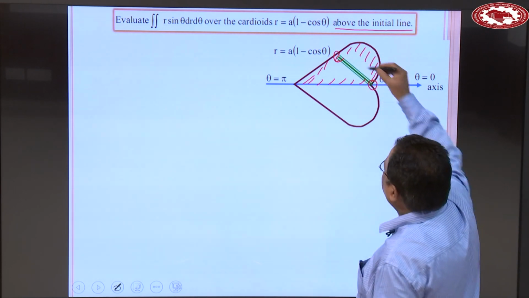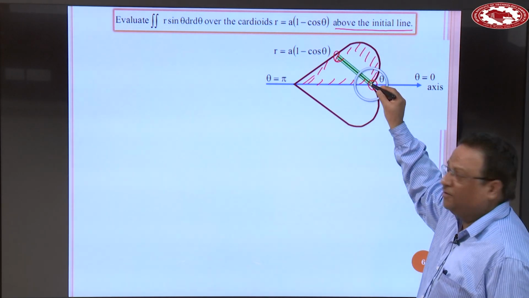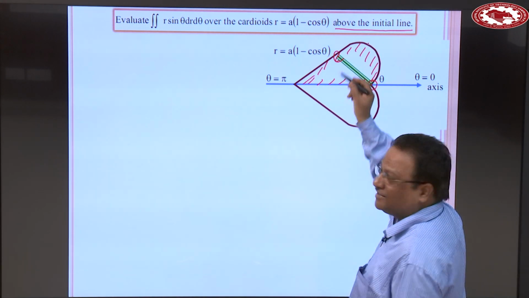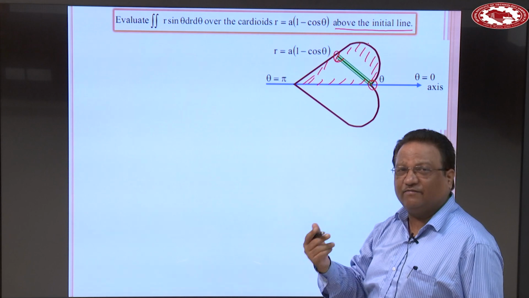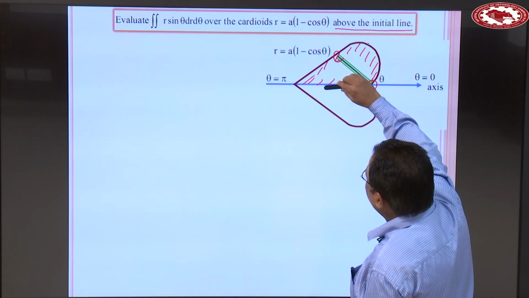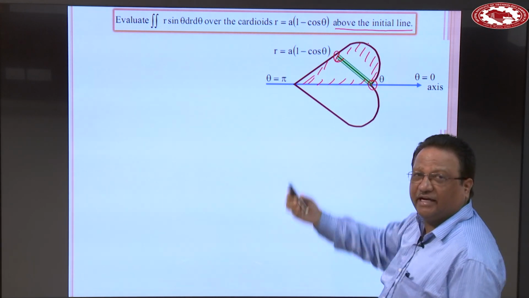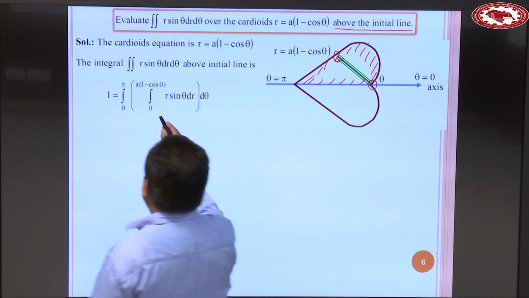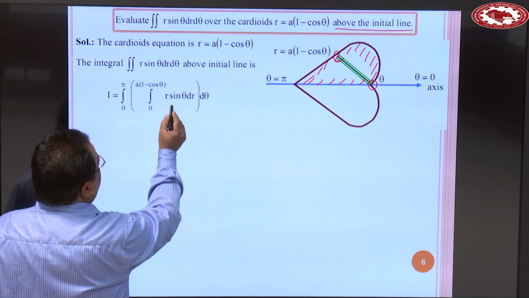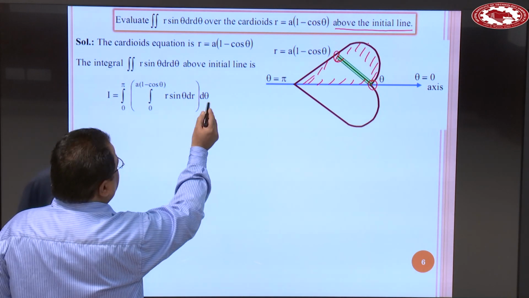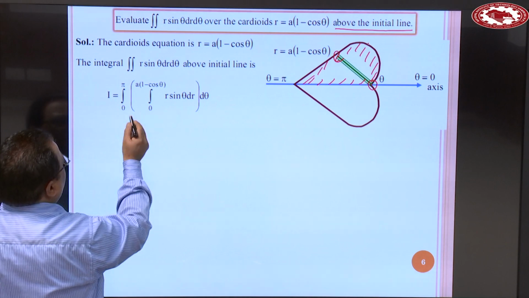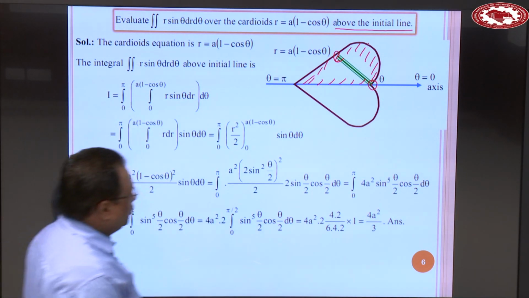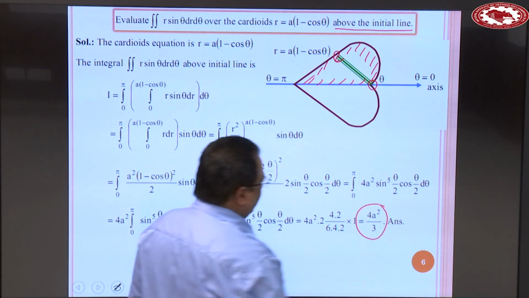Now when this point is at this position, obviously theta is 0. At this point theta is 90 degrees. At this point theta is greater than 90 degrees but less than 180 degrees. But when this strip is at this location, theta is pi. So theta varies from 0 to pi. So here r goes from 0 to a(1 minus cos theta) for r sin theta dr d theta, and theta varies from 0 to pi. Solve this inner integral first and then the outer integral, you will finally get 4a square by 3.